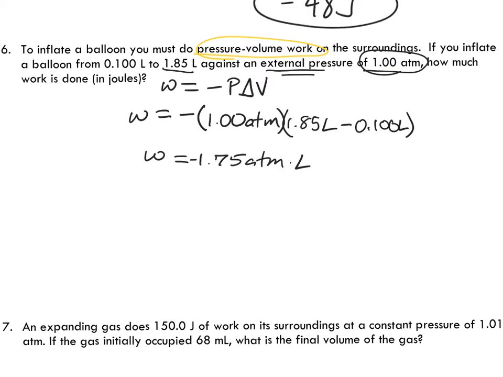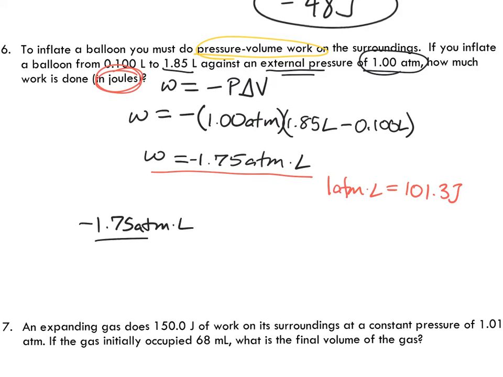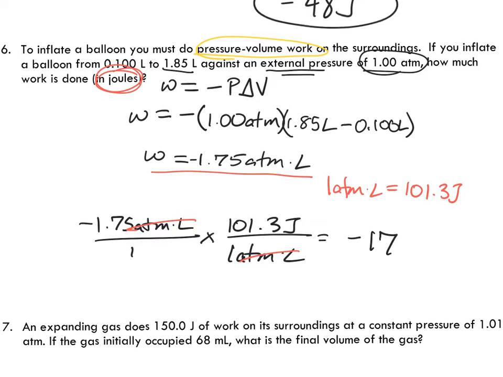So this is almost the answer. But the question asked for the work in joules. So we need to convert from atm liters to joules. The conversion factor is 1 atm liter is 101.3 joules. So we'll take our negative 1.75 atm liters times 101.3 joules in 1 atm liter. And our final answer will be negative 177 joules.